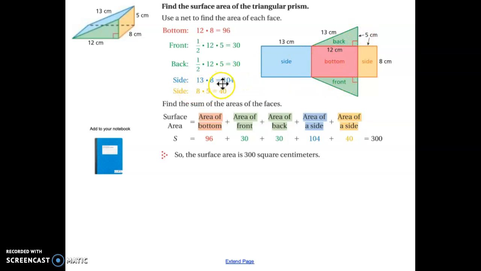And then here are the dimensions of the sides, coming in at 104 for the blue side. And then this other side here, which is 8 by 5, comes in at 40. Add all those areas together. So those are the areas of the different faces, and now that gives you 300 square centimeters.